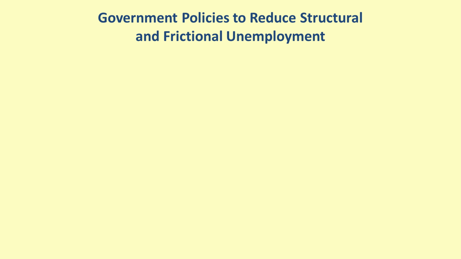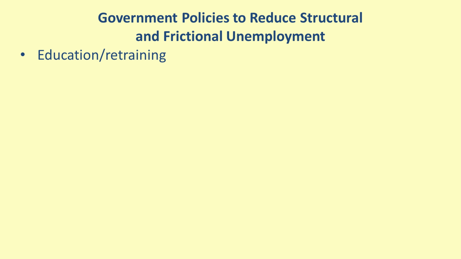Let's go over some government policies that could be used to help reduce structural and frictional unemployment. Broadly speaking, policies that increase the speed at which labor adapts to structural changes in demand for labor and policies that generally increase labor market flexibility can reduce structural and frictional unemployment. One of the most effective ways to reduce structural unemployment is through education and retraining.